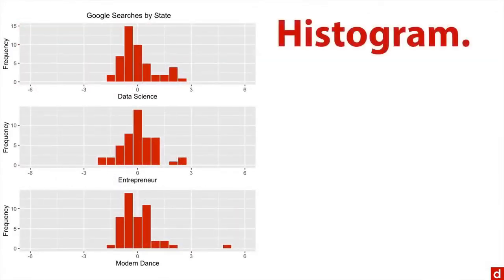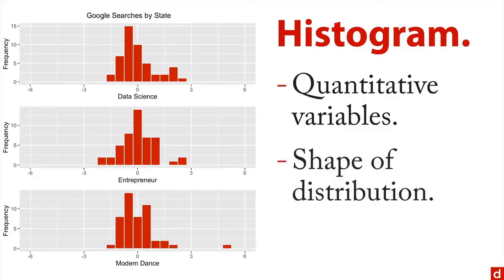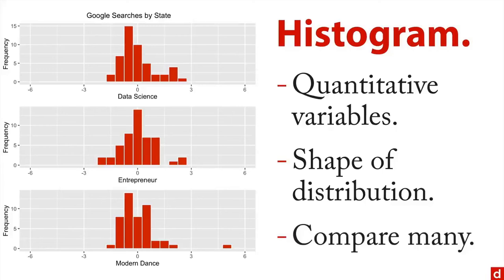Next, if you have quantitative variables, you're going to want to do a histogram. Again, quantitative, so interval or ratio level or measured variables. These let you see the shape of a distribution and potentially compare many. So here are 3 histograms for Google searches on data science and entrepreneur and modern dance. And you can see mostly for the part normally distributed with a couple of outliers.